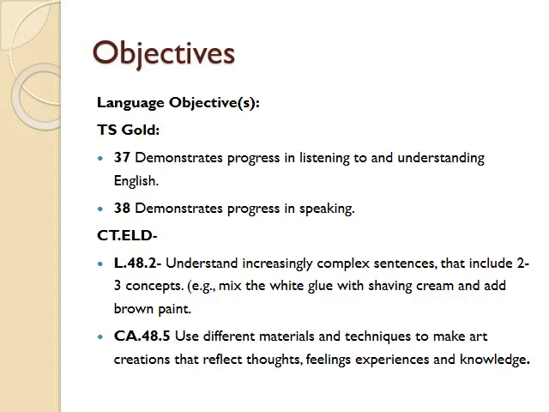Here are some objectives. Language objectives for TS goal number 37: demonstrate progress in listening to and understanding English. Number 38: demonstrate progress in speaking. Connecticut ELDS L.48.2: understand increasingly complex sentences that include 2 to 3 concepts. For example, mix the white glue with shaving cream and add brown paint. CA.48.5: use different materials and techniques to make art creations that reflect thoughts, feelings, experiences, and knowledge.